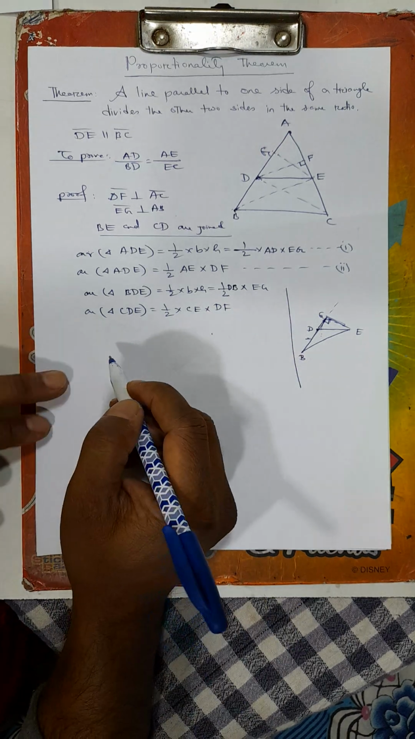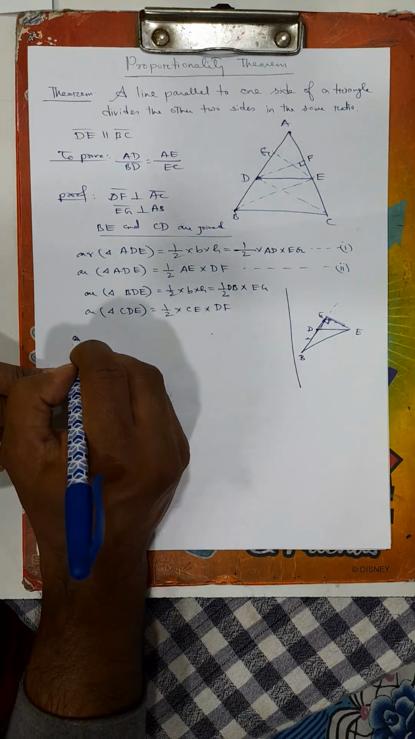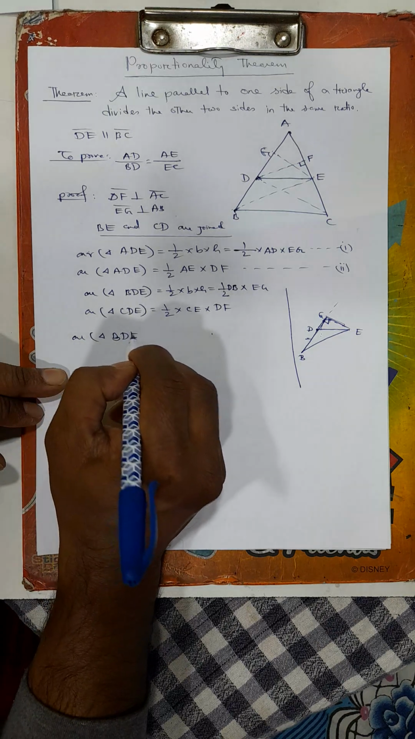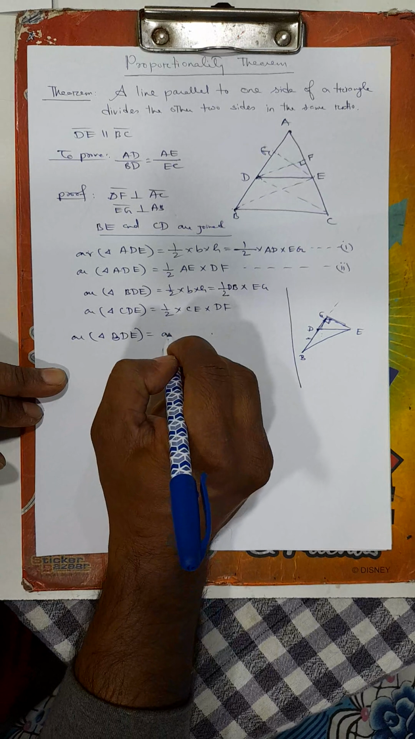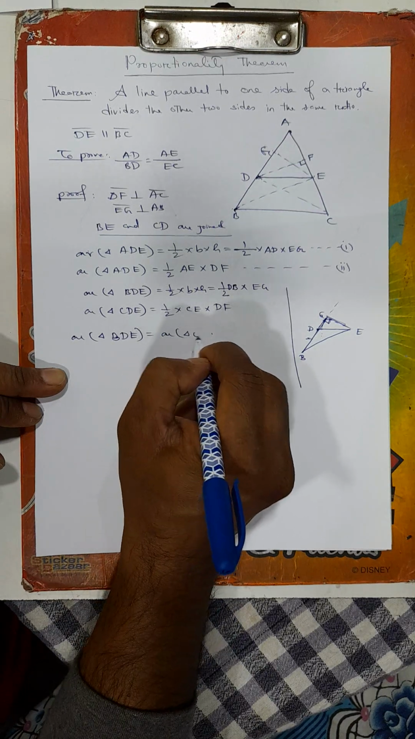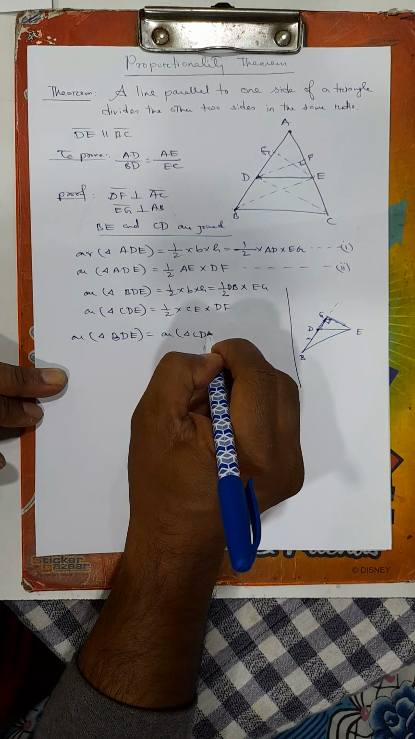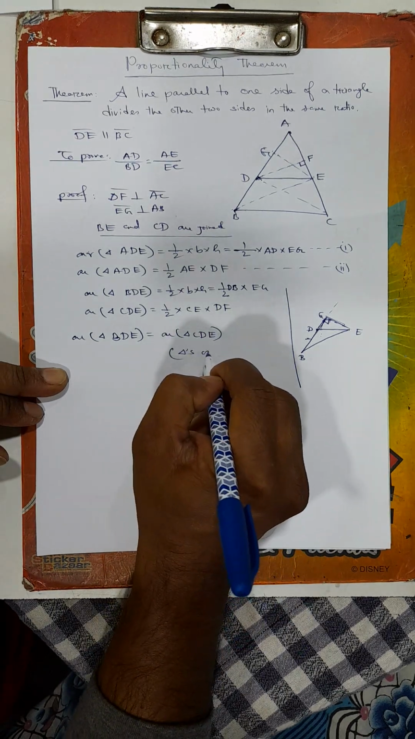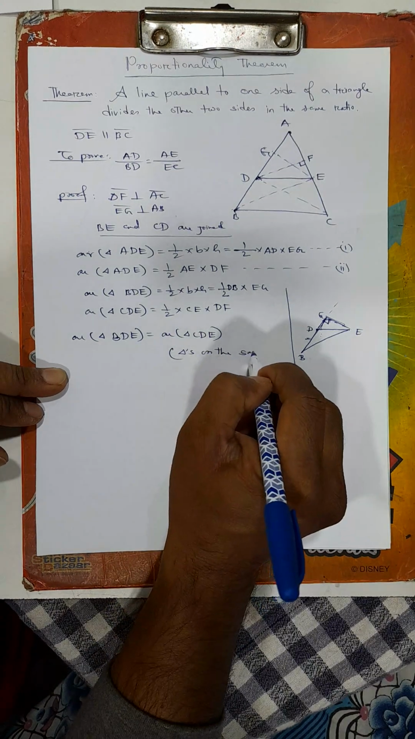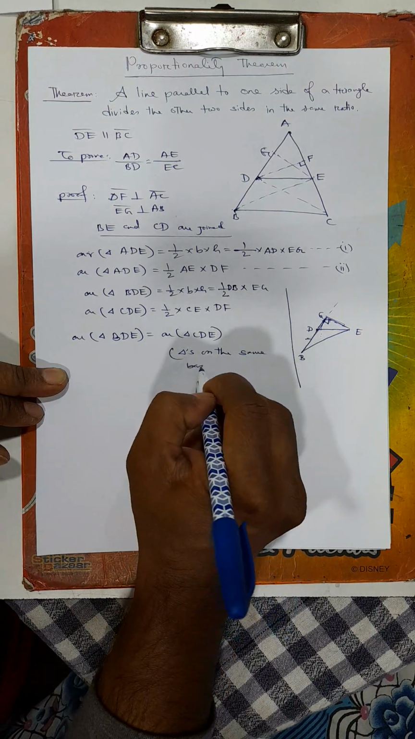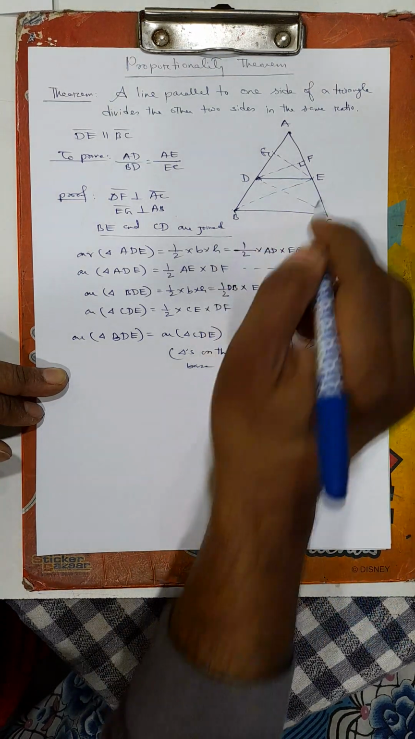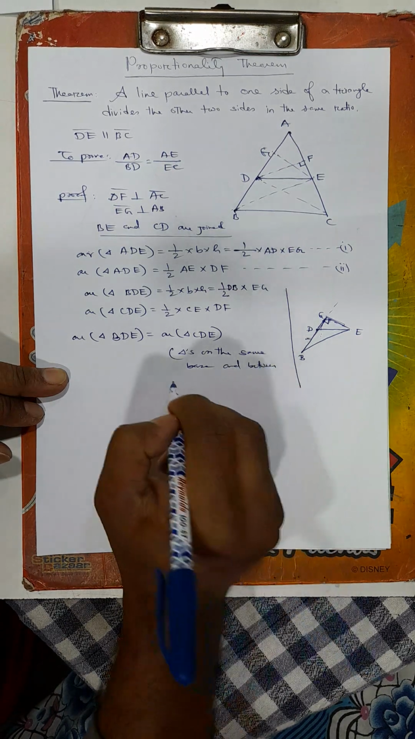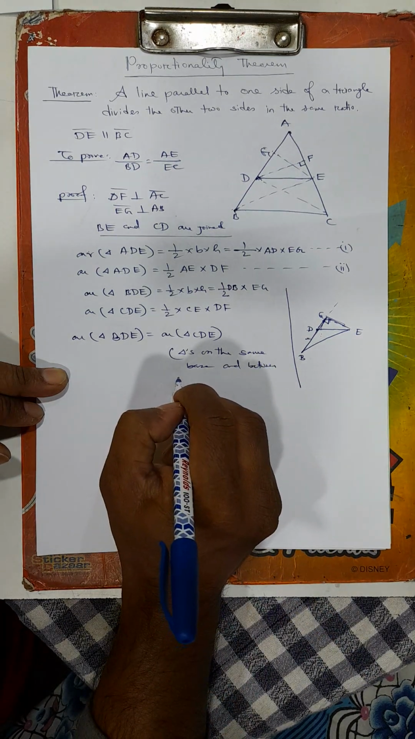Now you see, area of triangle BDE equals area of triangle CDE. Why? Triangles on the same base. Same base is DE, and between two parallel lines.